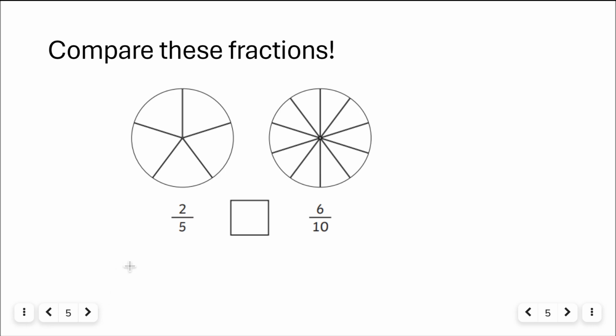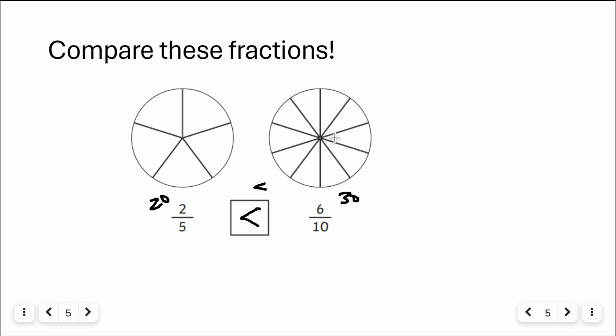Okay, let's compare these fractions. Now you can do this with a drawing; there's a few ways you can do it. You can also do it by taking 6 over 10 and reducing it. We'll multiply the two fractions first, and then go from there. So we're going to do 2 times 10, that's 20, and then 5 times 6, that's 30. 30 is greater than 20, so that means 6 over 10 is greater than 2/5.